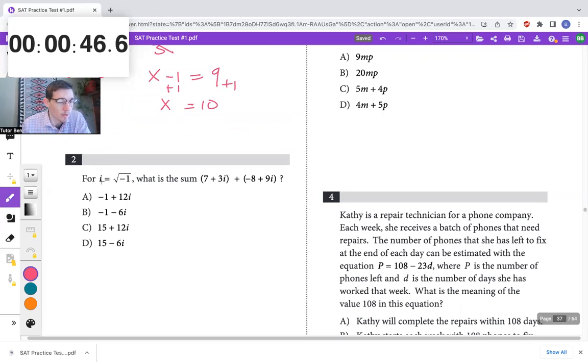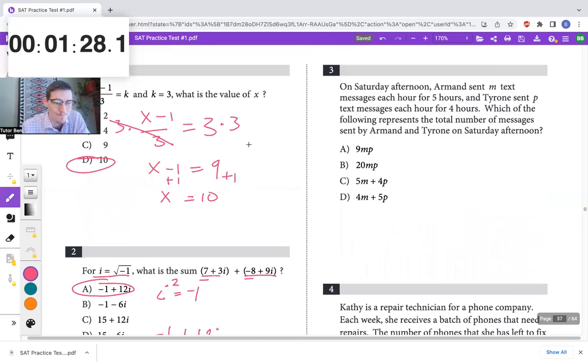Number 2. In the future, when I look at this question, in my mind I want to remember that i squared is equal to -1. In this question, I can see I'm not going to use it because we're not going to be multiplying any i's together. So this is just straight up addition of terms. I can just add the constants, 7 plus -8, that's -1. And 3i plus 9i, we add that just like normal variable terms, we get 12i. So I look for that solution, I see it here as answer A.